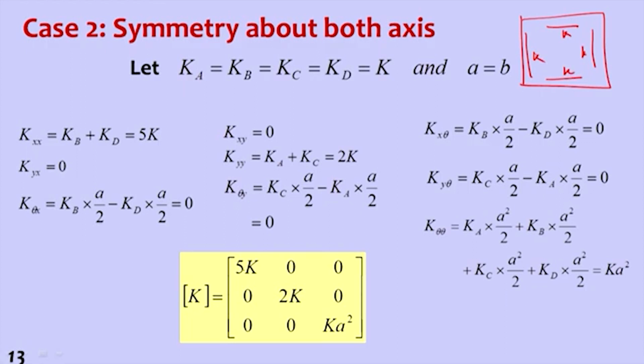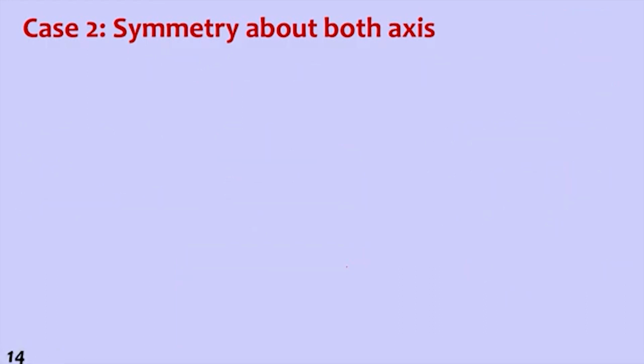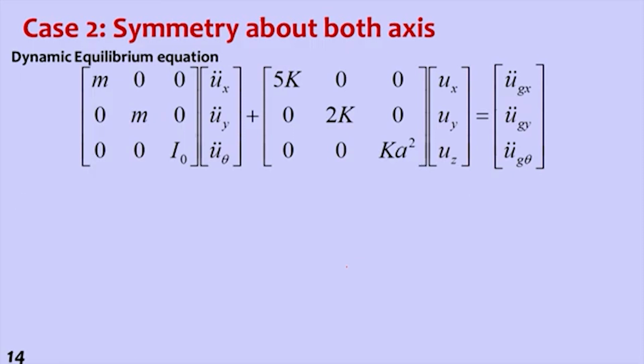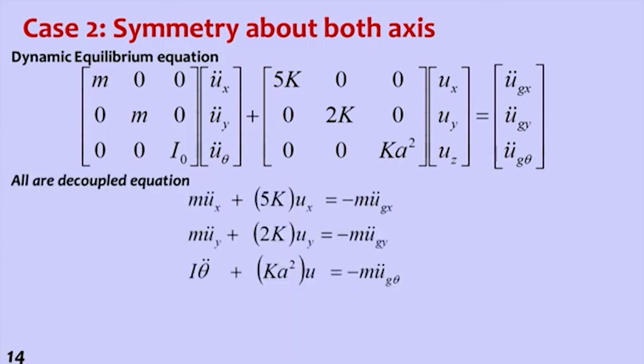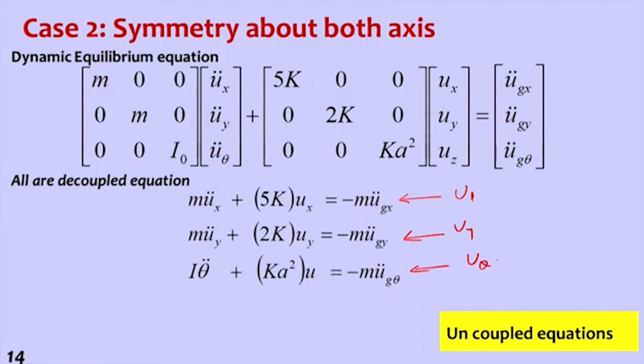So, what we get is 5K, 2K, Ka squared. This is the stiffness matrix, and the mass matrix is there. As you can see, the equation will be m u double dot x plus 5K into ux. Each equation is independent. You can solve this equation to get ux, this equation to get uy, and this equation to get u theta. This cannot happen in the earlier case where one-dimensional unsymmetry was there.